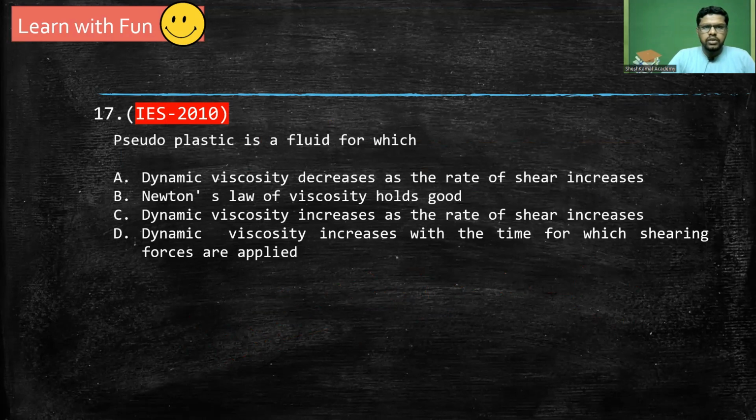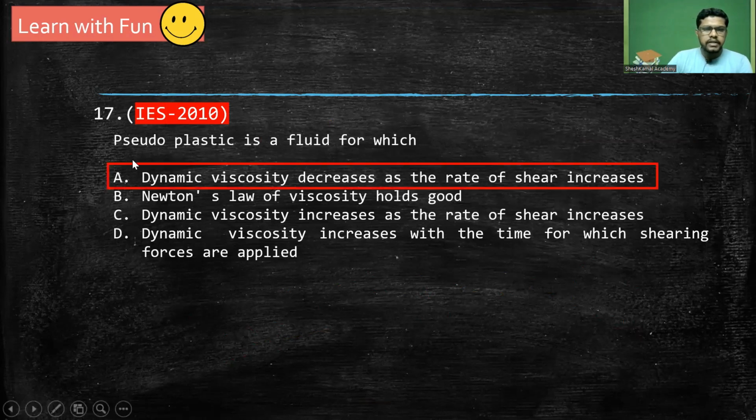Then for the pseudoplastic fluid, option A is dynamic viscosity decreases as the rate of shear increases. Option B is Newton's law of viscosity holds good. Option C is dynamic viscosity increases as the rate of shear increases. Dynamic viscosity increases with the time for which the shearing forces are applied. So option A is the correct answer, because the viscosity decreases with the increasing shear stress, or rate of shear. And the pseudoplastic fluid is also called a shear thinning fluid because the viscosity decreases with increasing shear stress.